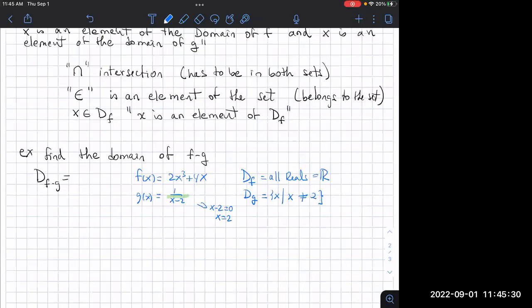So then I go and say, therefore the domain of f minus g must be the domain of f intersection domain of g, right? So it has to belong to both sets. Now, f doesn't have any restriction, so anything goes for f, but g has a restriction. So the restriction of g has to take over, because 2 doesn't work for g, therefore it doesn't work for the subtraction. So what the two sets have in common is everything except 2.